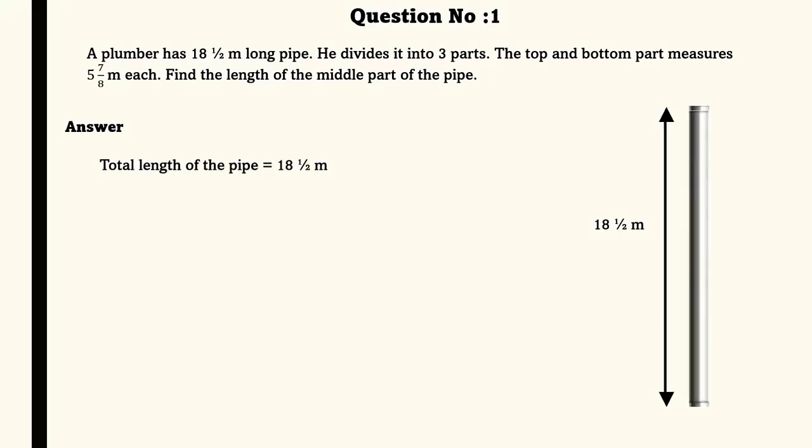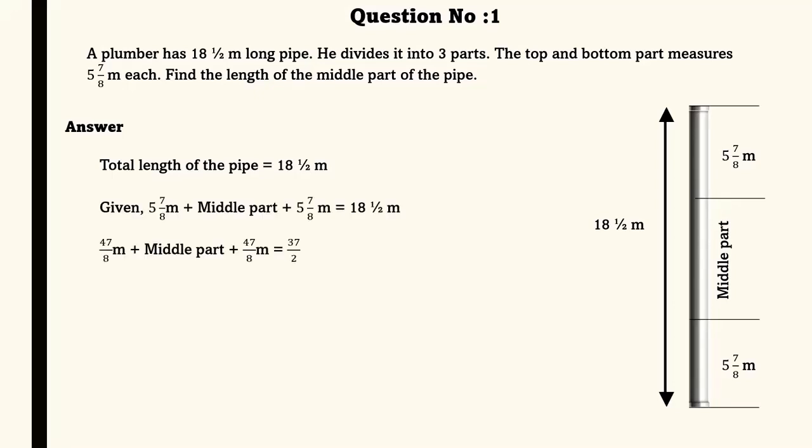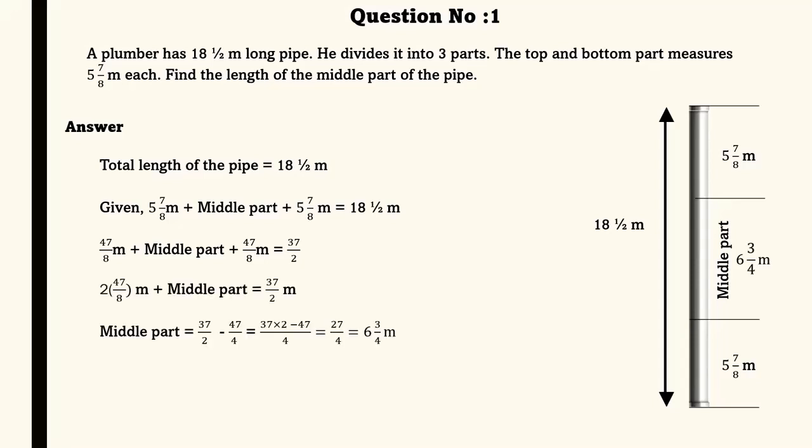Here they have said that the total length of the pipe is 18 1 by 2 meters. And there's a middle part and a bottom and a top part. The bottom and top part measure 5 7 by 8 meters. And we don't know the middle part. In order to find the middle part, we have to subtract top and bottom part from the total meters of the pipe. If we do that, we can see that the middle part is equal to 6 3 by 4 meters.